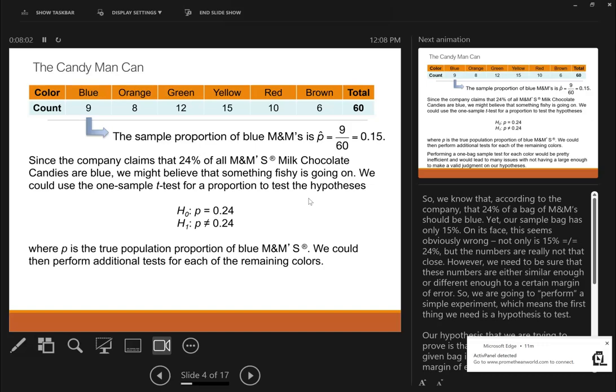So with just looking at the blues, you could do a t-test for just blues. The null hypothesis is that the percentage of blue should be 24%, and the alternative is that it's not 24%. And then we could do that t-test, and then we'd have to do it again for oranges, and then for greens, and then for yellows, and then for reds, and then for browns, to see if any of them don't really match. Is everybody okay with that? That seems like a lot of work. That's 1, 2, 3, 4, 5, 6 t-tests I'd have to do separately. Yuckarooskies.